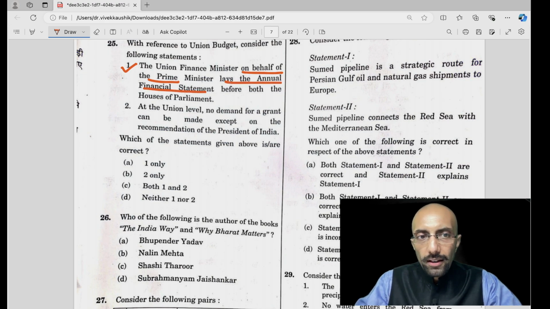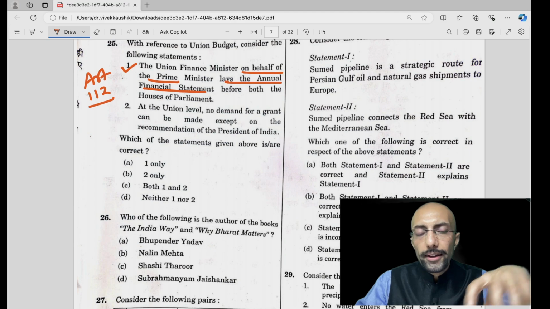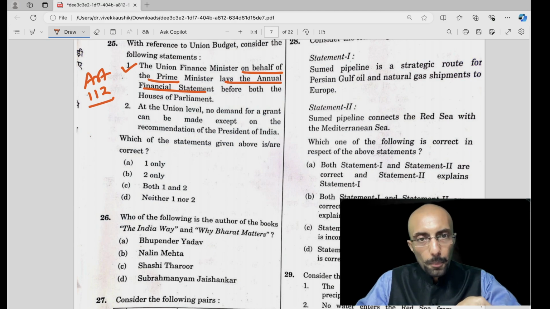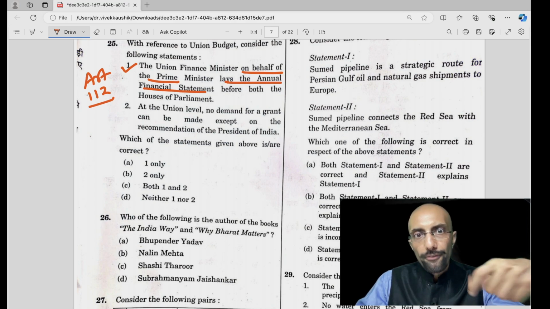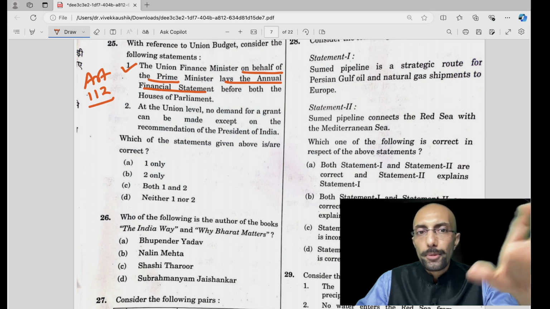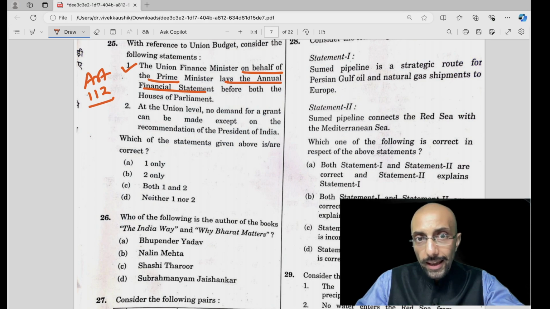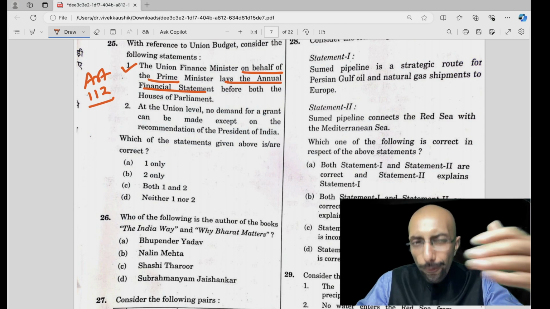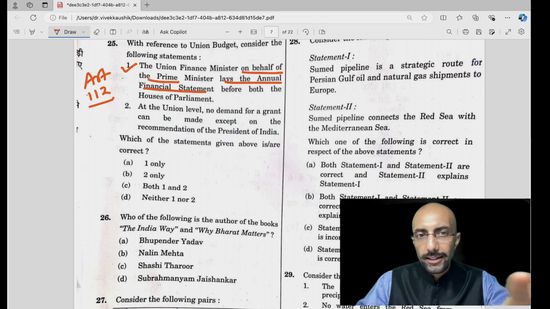Now, if we look at Article 112 of the Constitution, it says that the President of India shall cause to be laid before both the houses a statement of receipts and expenditure of the Government of India. It does not say who shall lay that budget on the floor of the house. It is not given. So yes, the Finance Minister presents the budget, but on behalf of the Prime Minister, this statement according to me is wrong.